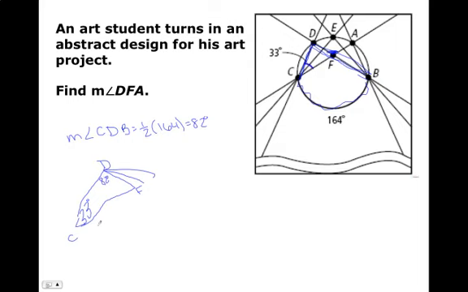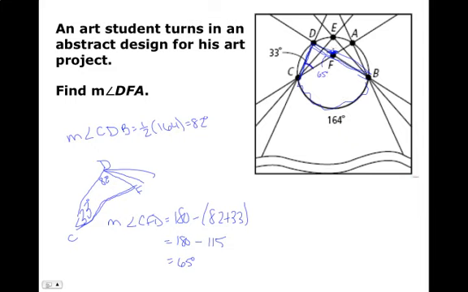If we remember that there's 180 degrees in a triangle, the measure of angle CFD is 180 minus the sum of 82 and 33, which is 180 minus 115, which is 65 degrees. So we know that this angle here is 65 degrees.